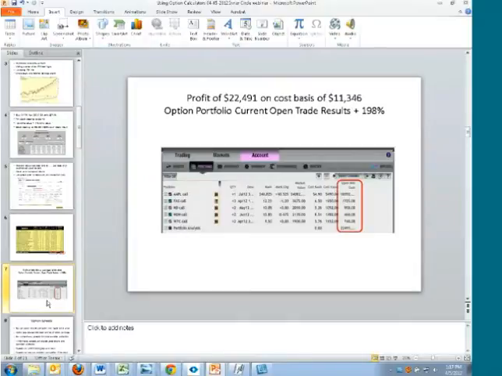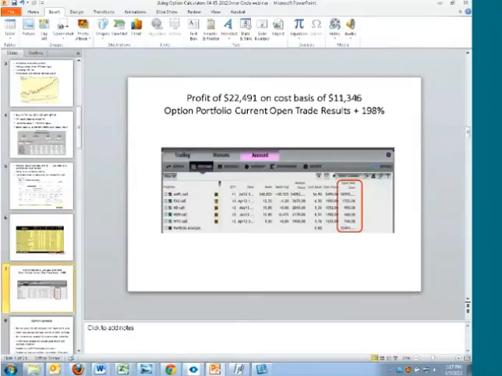And here's a snapshot of my current actual option purchase portfolio that I have in one of my trading accounts. I currently have a profit of $22,491, and that's on a cost basis of $11,346.